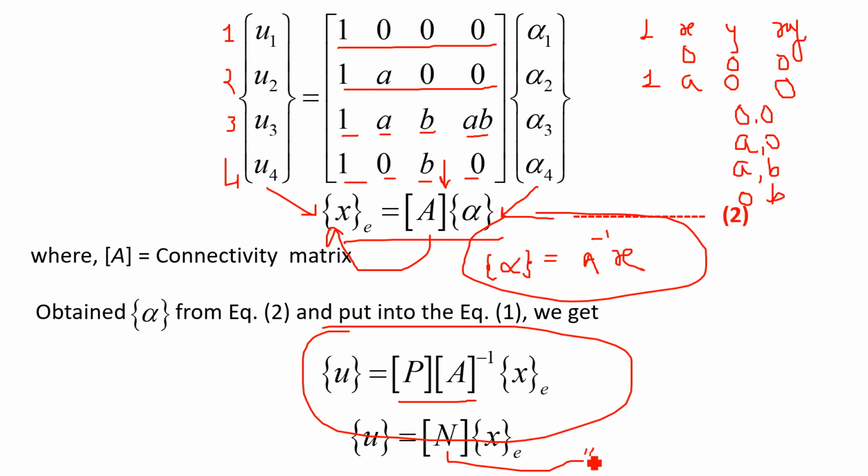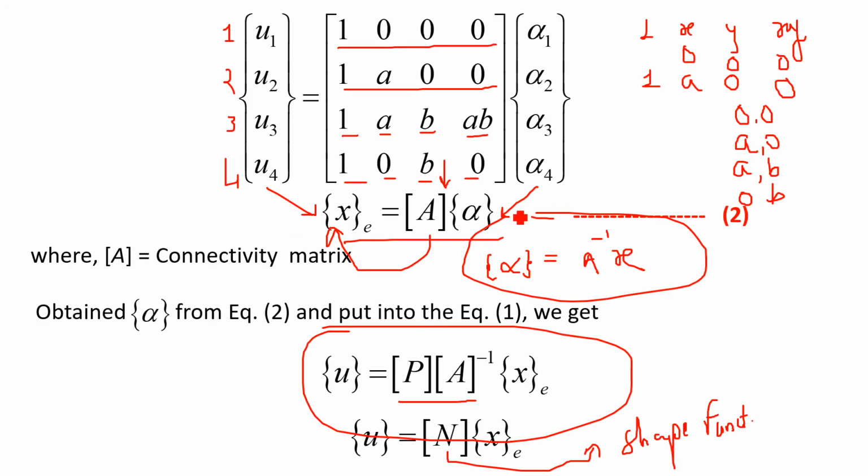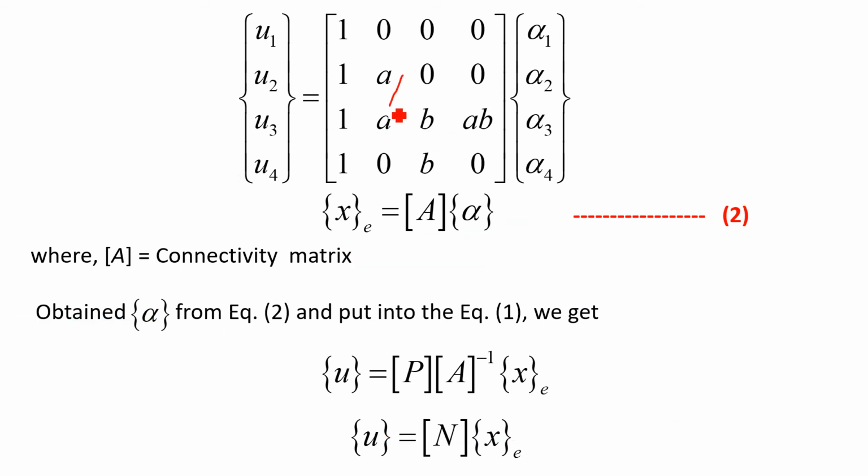N matrix is nothing but shape functions. Okay, so we have to calculate shape functions finally. So in the next step we will calculate the shape functions by using P into A inverse. So shape functions, P into A inverse, P is equal to 1, x, y, xy. This is from step number 1. And the inverse of A matrix, A is already written there. This is A matrix.